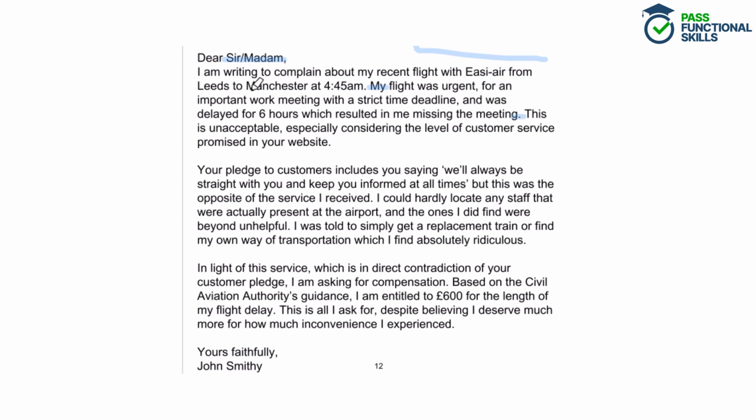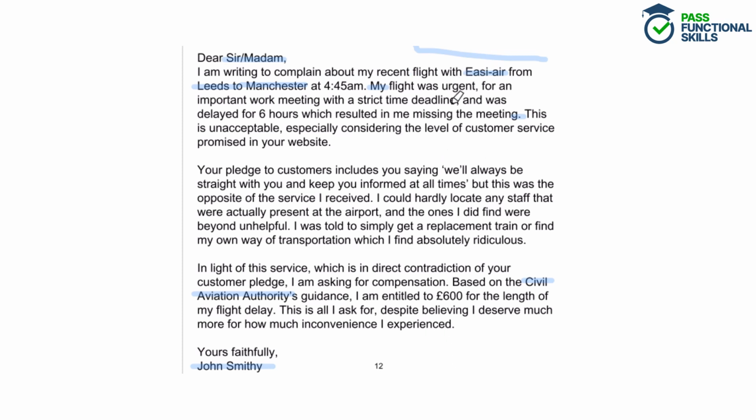So proper nouns include things like the names of places such as Leeds and Manchester, the names of companies, so EasyAir here, and organisations like the Civil Aviation Authority, and then for names as well, so John Smithy is capitalised at the end there. We've also got the accurate use of commas throughout the answer.